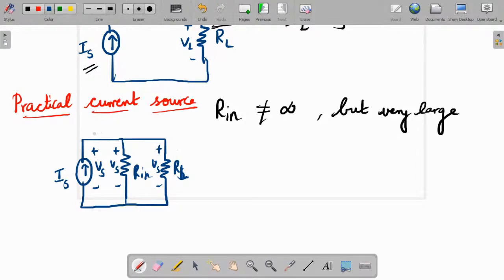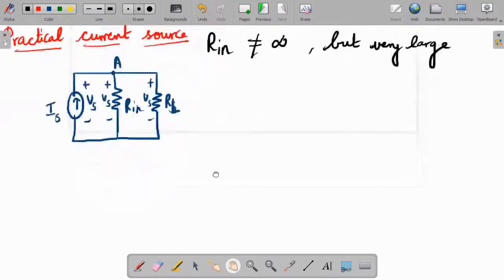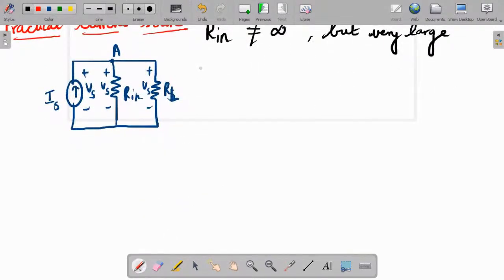Okay, so let this current be... Let me name this node as some node A. Writing the KCL equation, what do we get? Current towards the node, always take it as negative. If the current is leaving from the node, take it as positive.